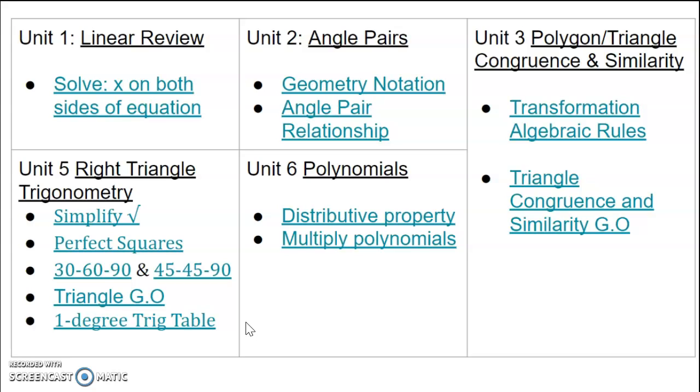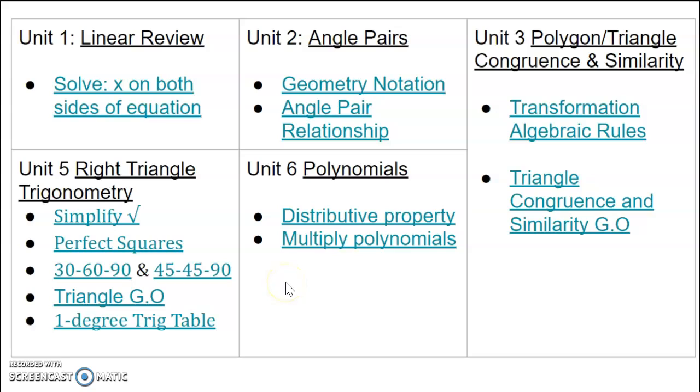All right, quick recap of all the things that we have covered. Unit 1 was on linear review, solving x on both sides of the equations, as well as writing equations of a line and so on. Unit 2 was angle pairs, geometry notation, angle pair relationship. Unit 3 was polygon triangle congruence and similarity. Unit 5 was on right triangle trigonometry, and Unit 6 was on polynomials. So these are all the things that will be on the finals.